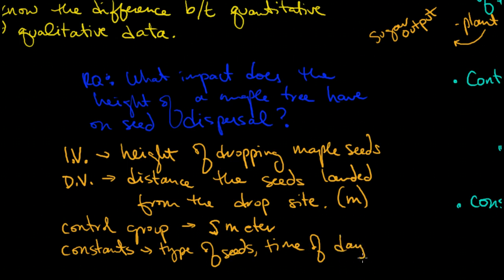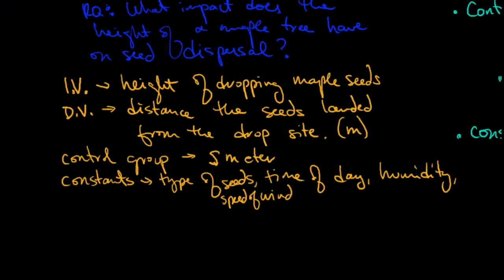Time of day, humidity, wind, the amount of wind, or let's call it speed of wind, because that's something I can measure. I think you get the idea. Those are things that I keep the same. I'm going to drop from the same location, even though they're different heights, the same place, and I think we're good.